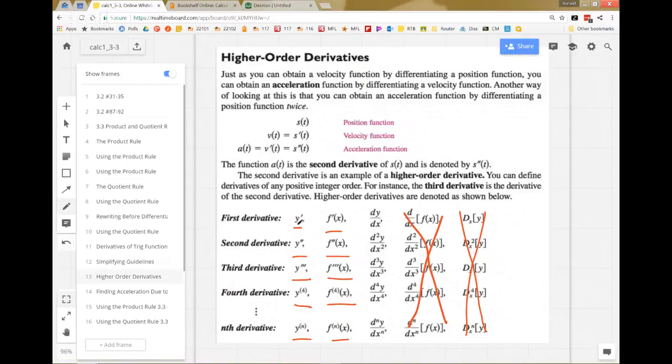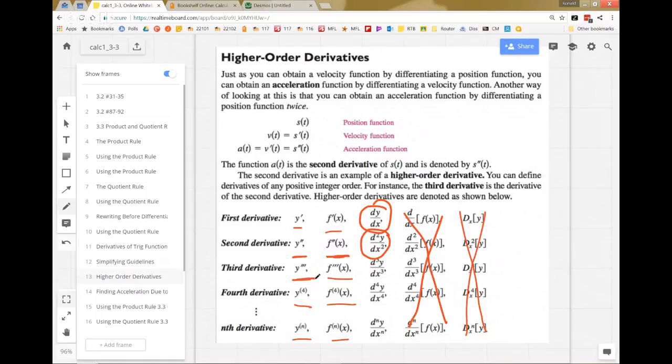So what's the first derivative? We call it y prime, or we can call it f prime of x, or we can call it dy dx. So we have 3 different ways of saying the first derivative. Now, if you take the derivative of the derivative, that's called the second derivative. And we would call that y double prime, or f double prime of x, or d2y over dx squared.